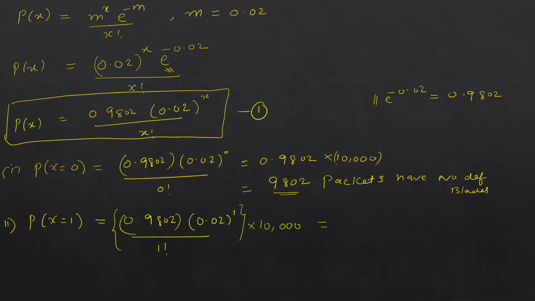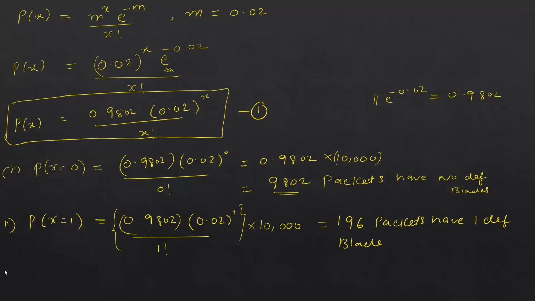Where is the calculation? Okay. What is the approximate answer? 0.9802 into 0.02 into 10,000. I'm getting approximately 196 packets have one defective plate.